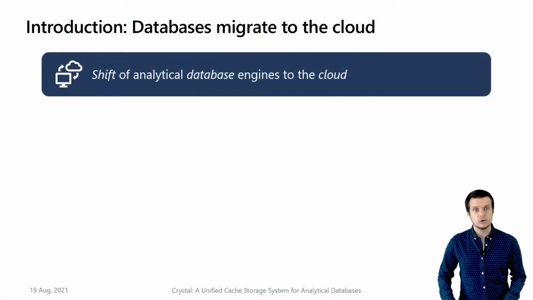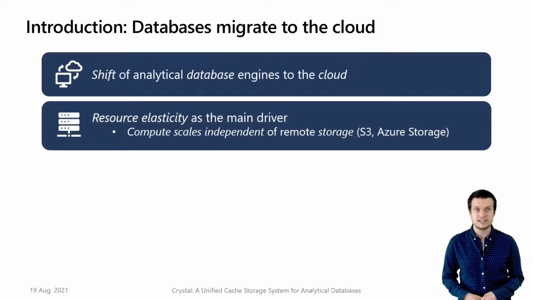In recent years, more and more applications move to the cloud, and database engines are no exception to this rule. Especially the resource elasticity is one of the main drivers, because now the compute nodes scale independently of your storage. This allows for higher flexibility, because when your system hits load, you can simply spin up more compute nodes.